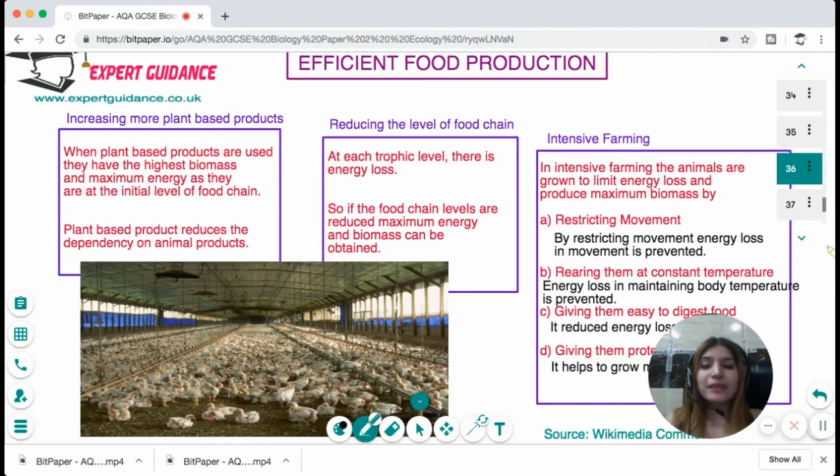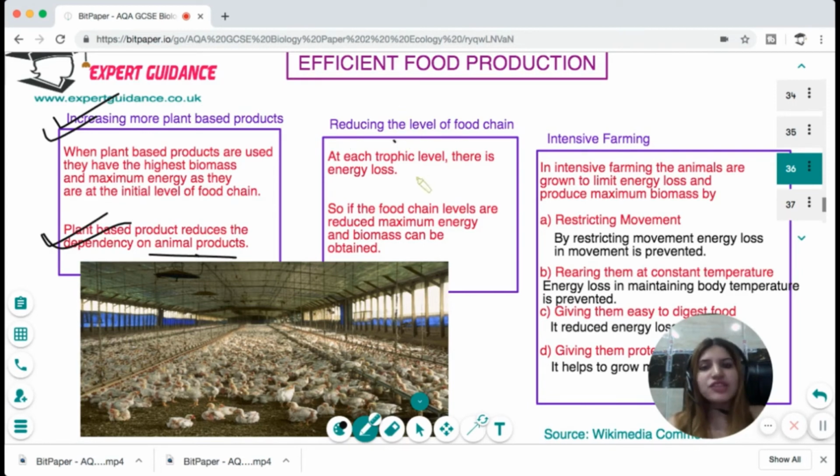So, to maintain food security, we should do efficient food production. And how we can do that? First, we can increase more plant-based products, because plants are lower in the food chain, so they have highest biomass and highest energy. So when we use plant-based products, they reduce the dependency on animal products and give more energy.